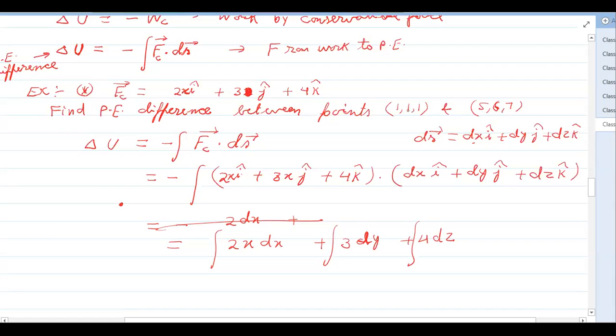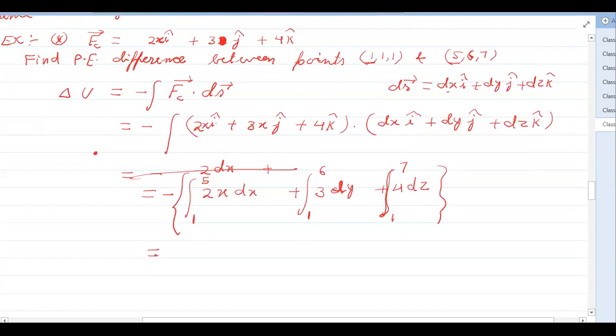Put the limits. What are the limits? The particle is starting from point (1, 1, 1) to (5, 6, 7). So x is changing from coordinate 1 to coordinate 5, so the limit on x is 1 to 5, because this is integration. Then the limit of y is 1 to 6. Similarly, for z, 1 to 7. Then there is a negative sign with the whole thing. So these are the things we have to solve to get the potential energy difference.